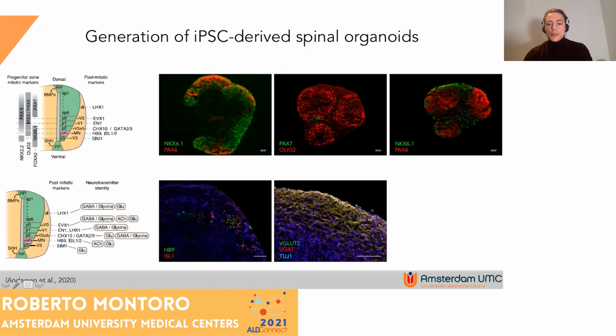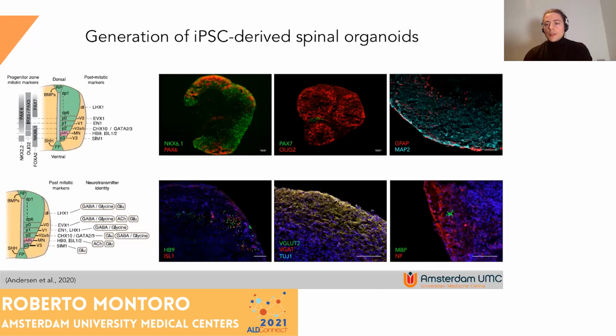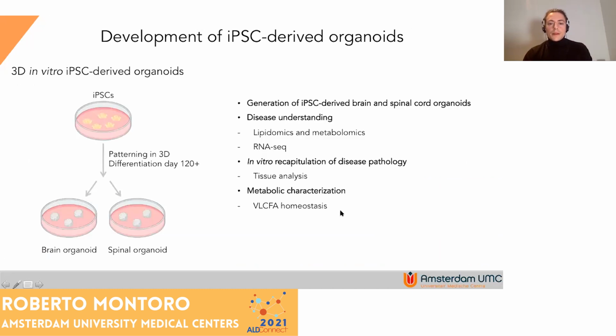So far, we have been able to identify motor neurons, here labeled by HB9 and ISL1, as well as glutamatergic and GABAergic neurons, labeled by VGLUT and VGAT. And if we keep them longer in culture, we also have astrocytes, here labeled by GFAP, and oligodendrocytes by MBP. So far, we have been able to generate iPS-derived brain and spinal cord organoids.